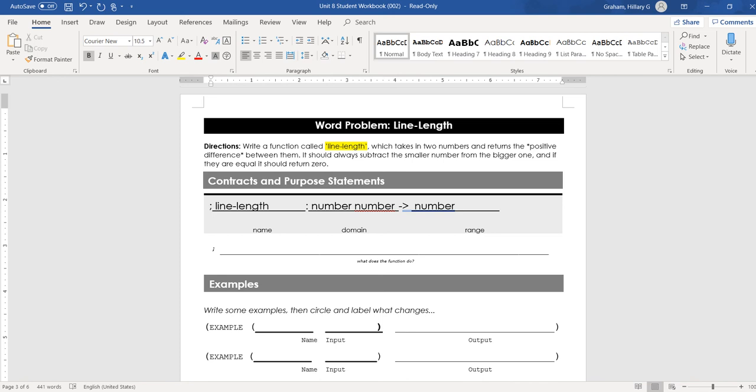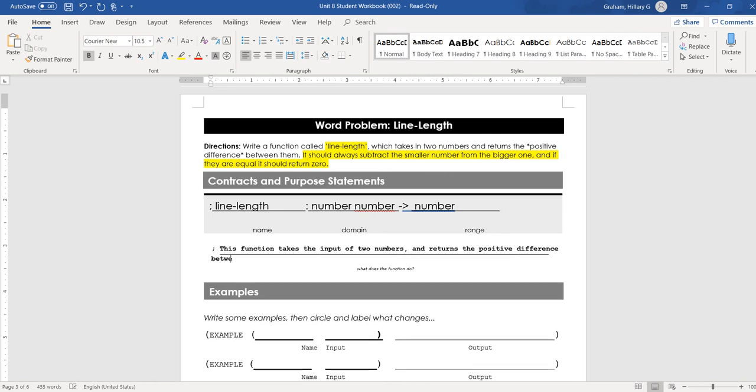recipe. So it should always subtract, this is interesting, it should always subtract the smaller number from the bigger one, and if they are equal, should return 0. So let's go ahead and talk about what this function should do. So this function, it sounds like, takes the input of two numbers and returns the positive difference between the two.